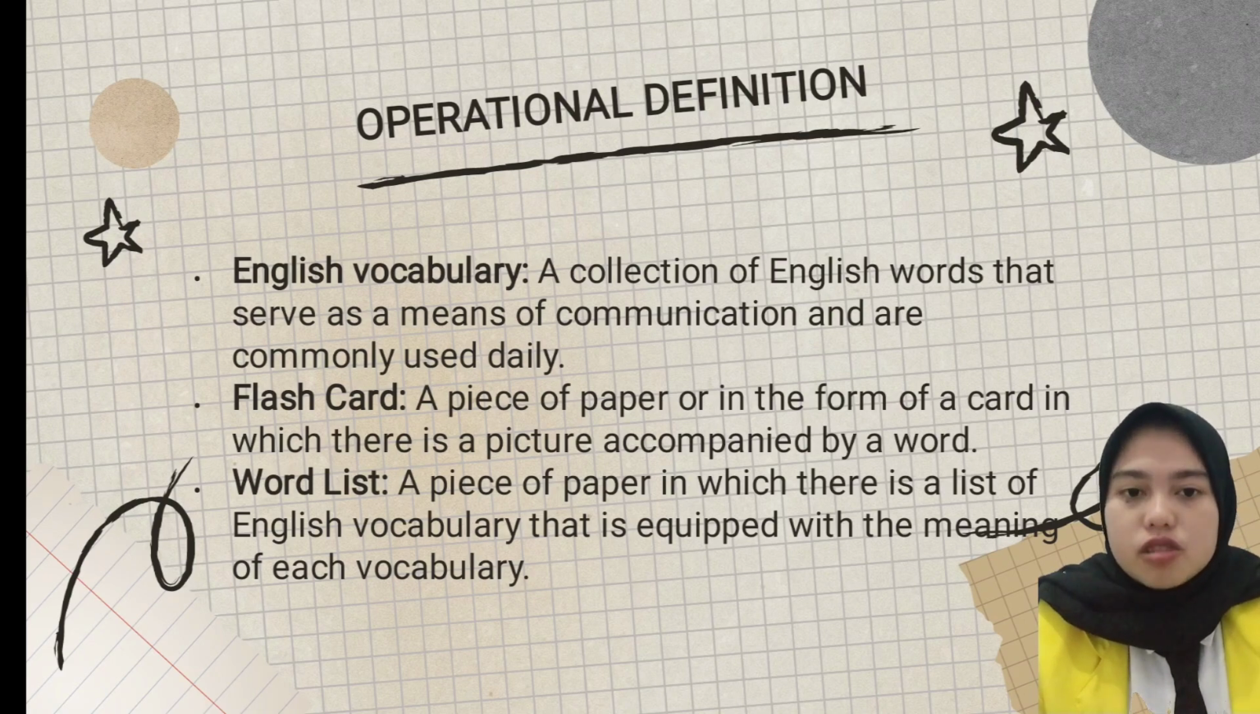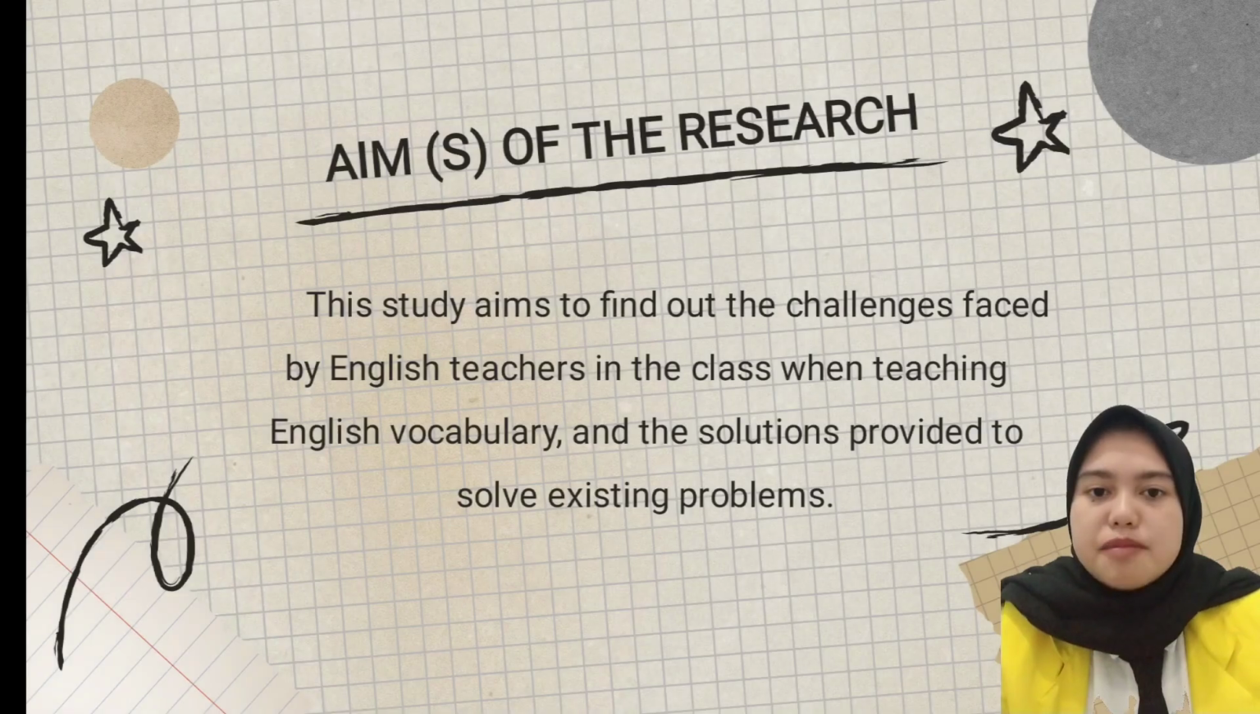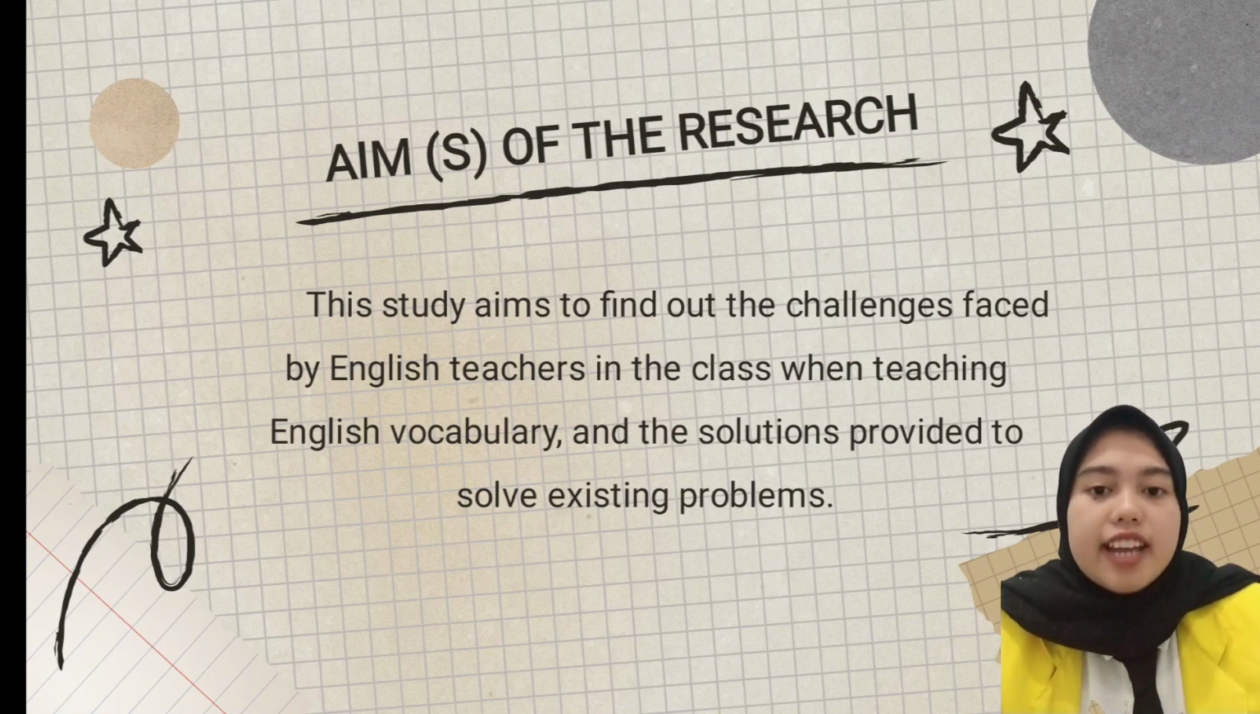The second one is flashcard. It is a piece of paper or a card on which there is a picture accompanied by a word. And the last is word list. It is a piece of paper on which there is a list of English vocabulary equipped with the meaning of each word. Next is the aims of the research. This study aims to find out the challenges faced by English teachers in the class when teaching English vocabulary and the solutions provided to solve existing problems.